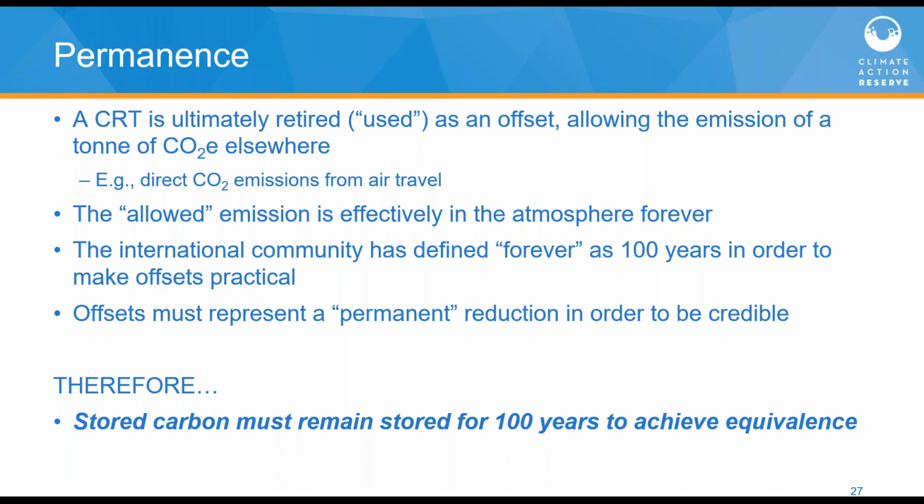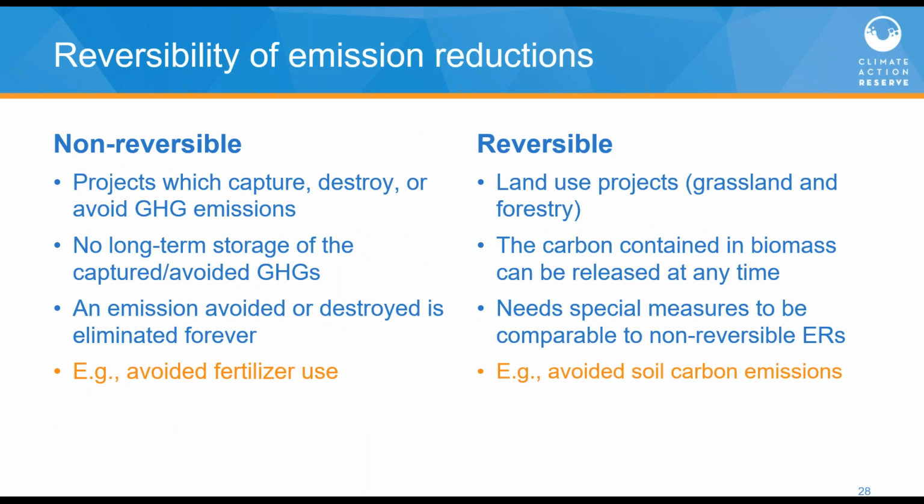The international community has defined forever as being 100 years in order to make offsets more practical. So in order for offsets to represent a permanent reduction, they have to represent 100 years of pulling that CO2 out of the atmosphere. Now, some emission reductions are reversible, where we have to worry about that permanence, and some are not reversible, where we don't have to worry about permanence.